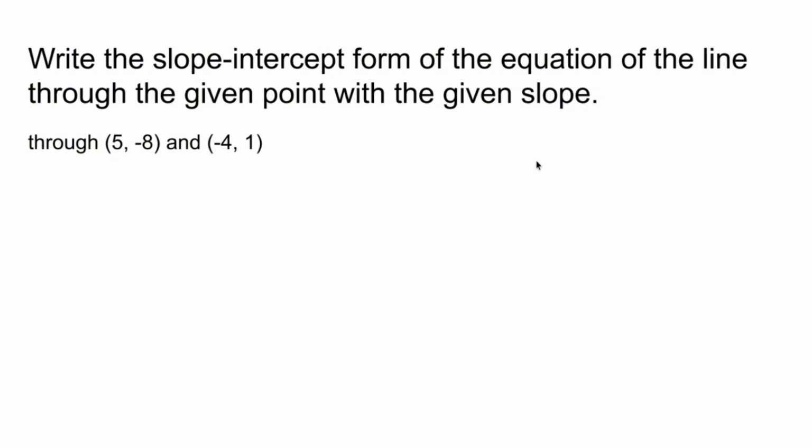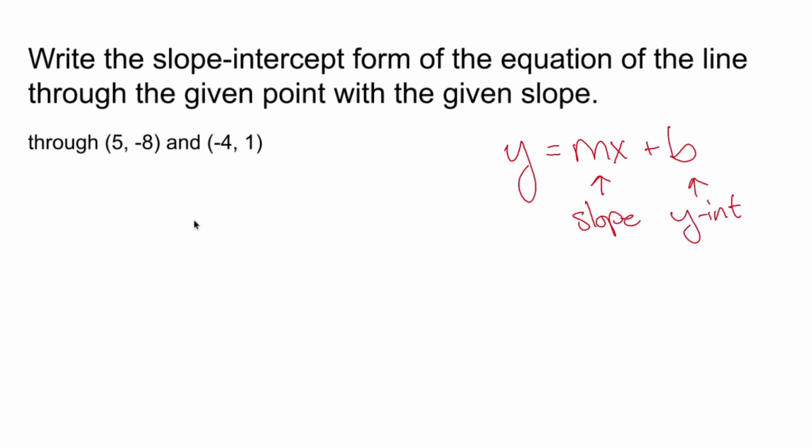So let's remind ourselves that slope-intercept form is y equals mx plus b. When y is all by itself, the number attached to x is my slope, and the number floating around is my y-intercept. Well, here's the issue. I don't have a slope. So what I need to do is find the slope by using the slope formula.